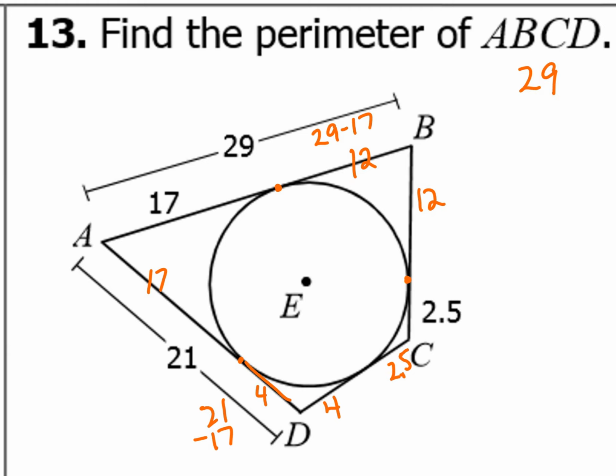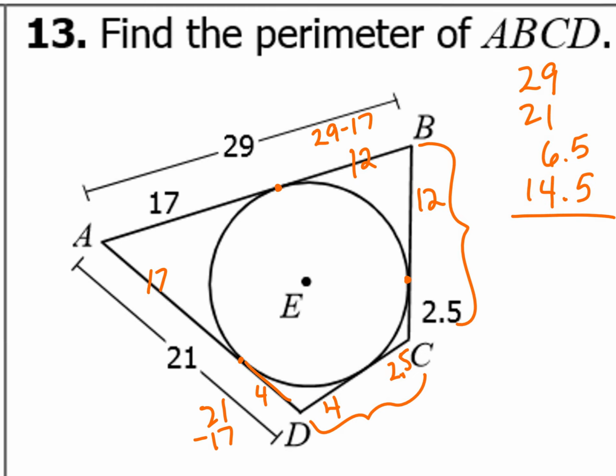21 plus 29. And maybe we did need to, I'm not sure. 6.5 here, and this side is 14.5. Okay, if you add all that up, you are going to get 71.